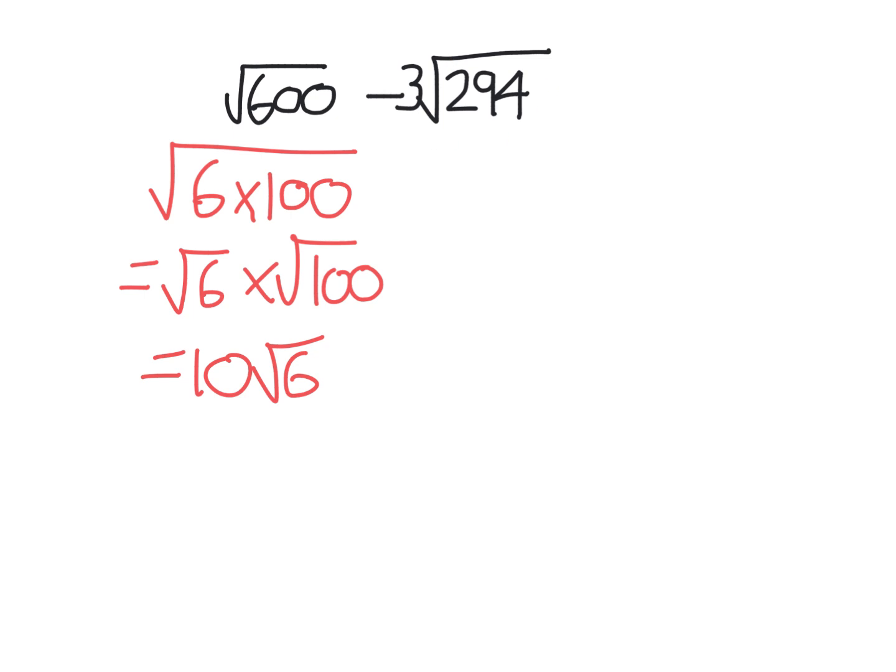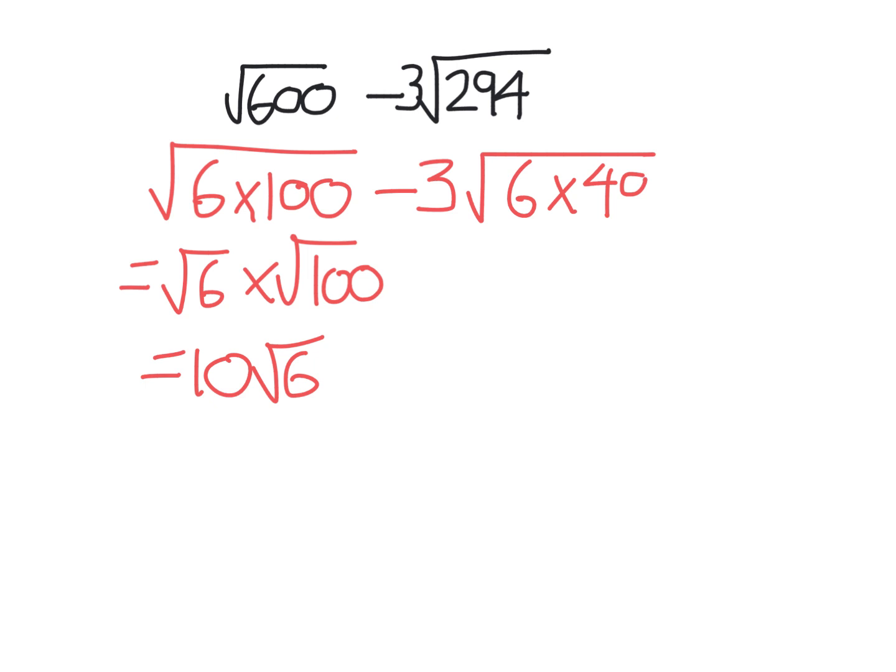Okay, let's have a look at this one here. Well, we'll just leave the 3 alone for now. If you got a question like this, you would say to yourself, okay, here we have a root 6. The only way we're going to be able to subtract is if we also have a root 6. So how many times 6 go into 294? It turns out it's actually 49.